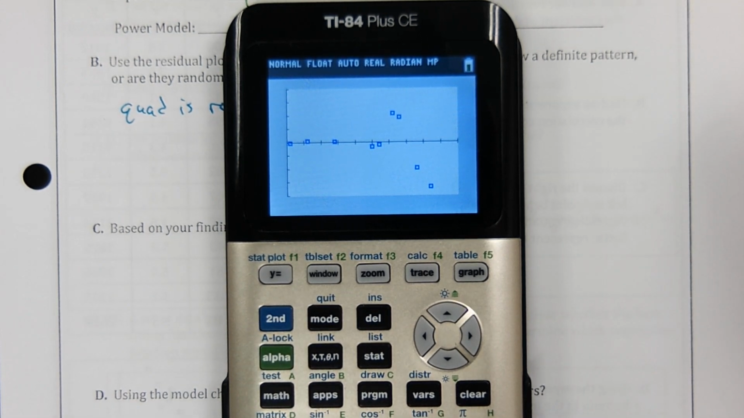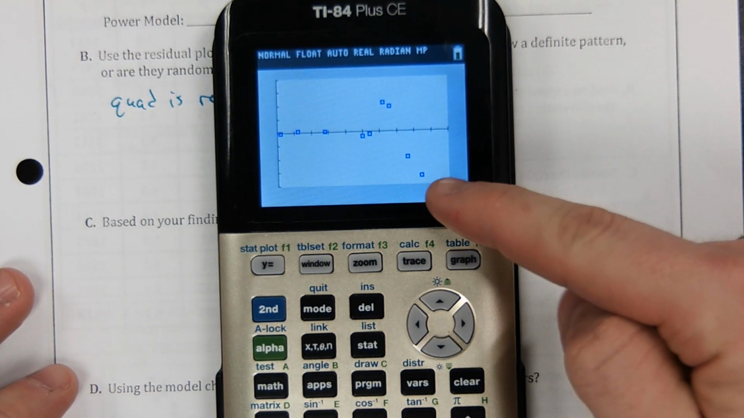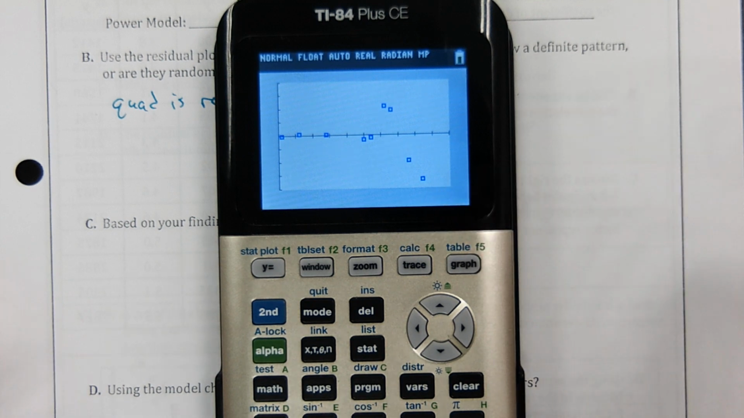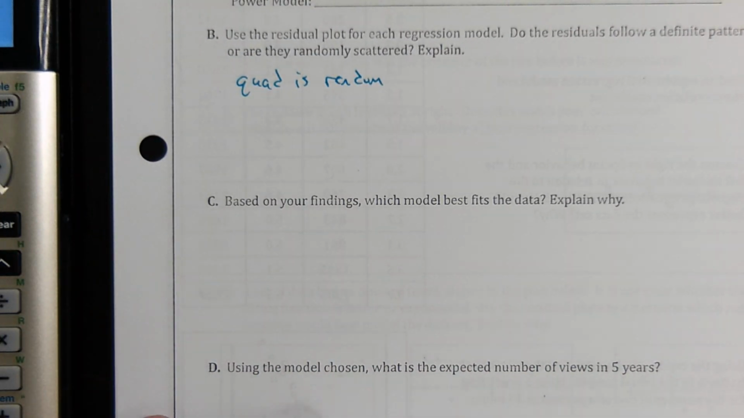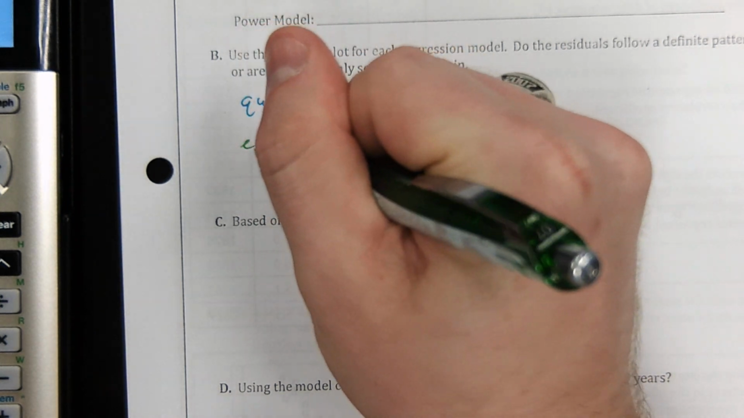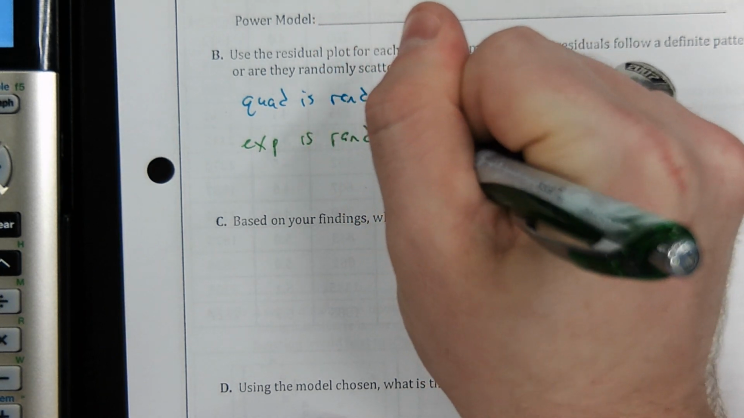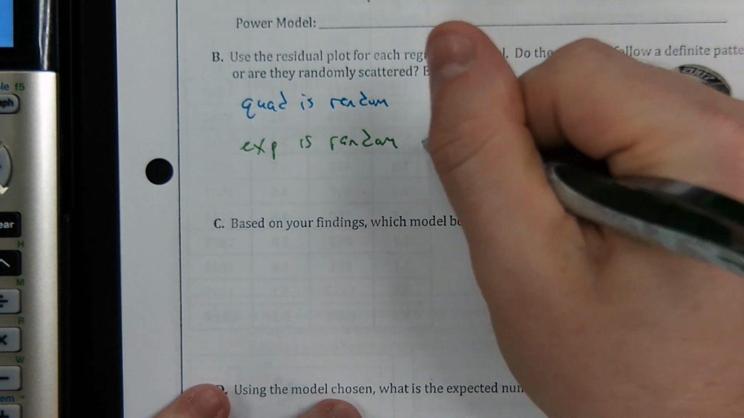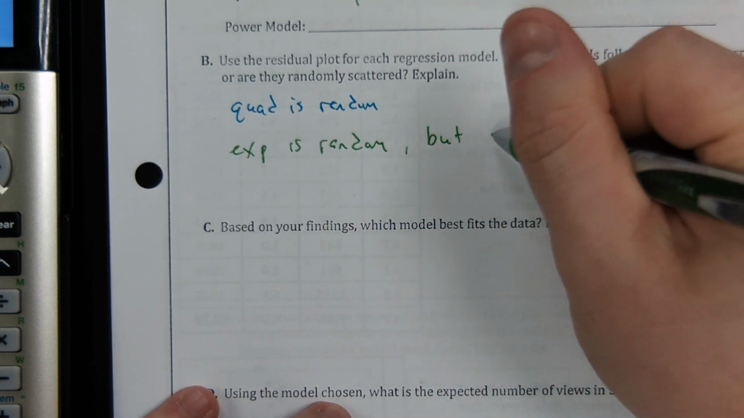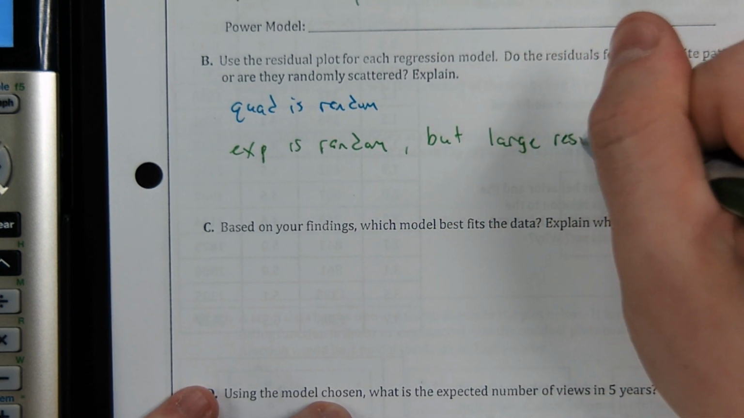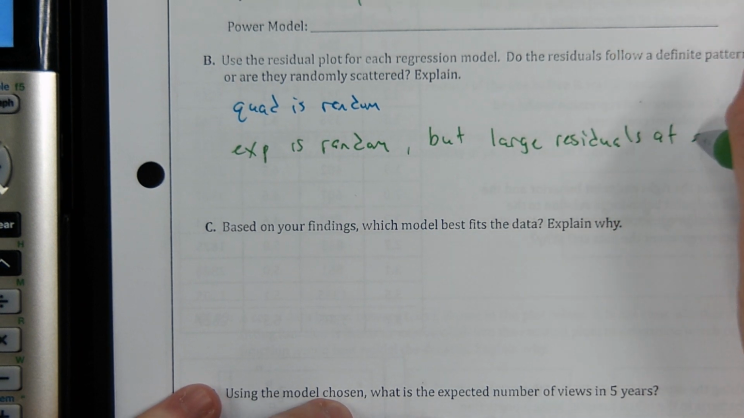So what would you say about that model? I mean, I'd say that for a while, it was a great model. And then towards the end, it started to not look so good. I mean, look how far away from the x-axis these residual values are. So is it random? Yeah, there was no pattern. But large residuals at end.